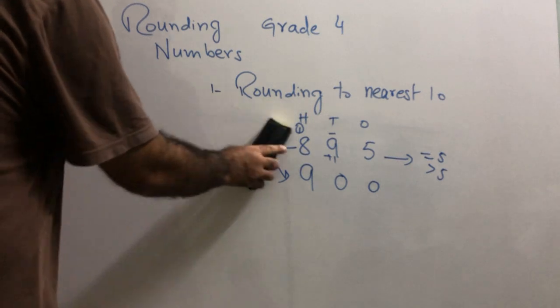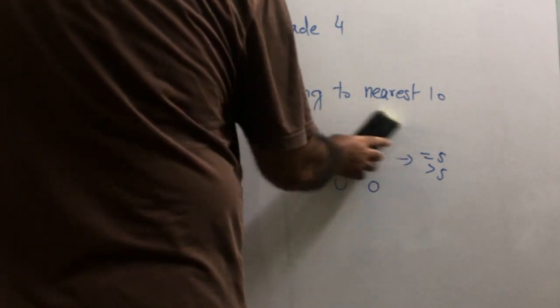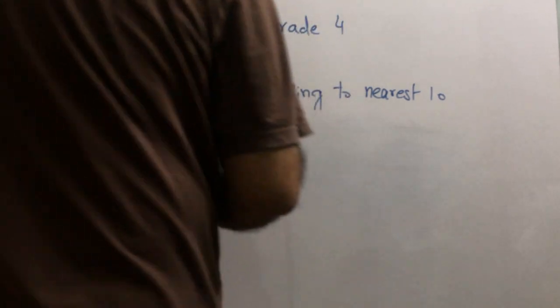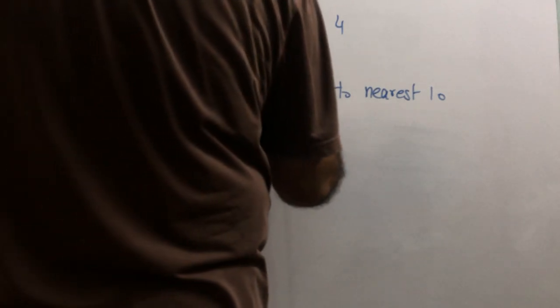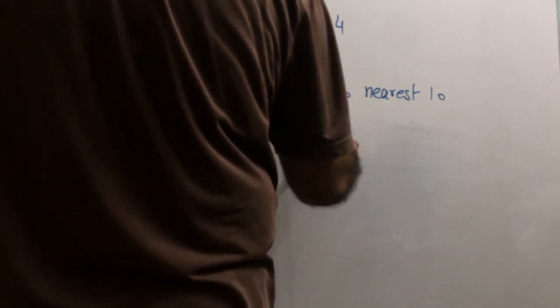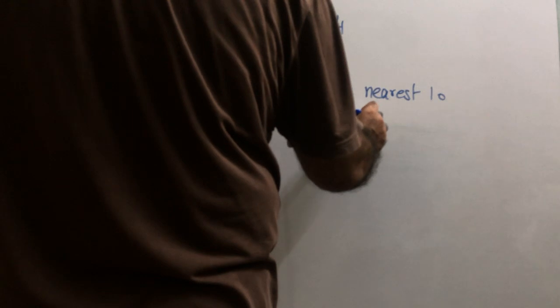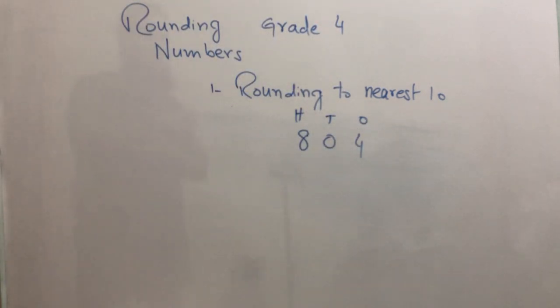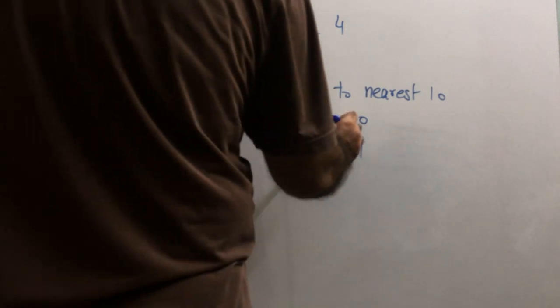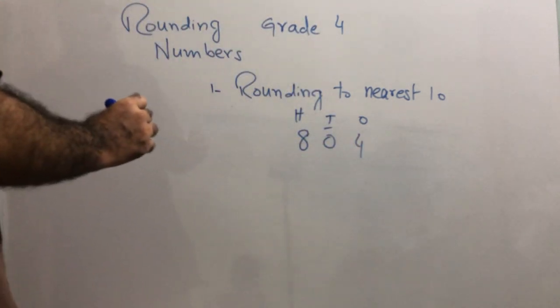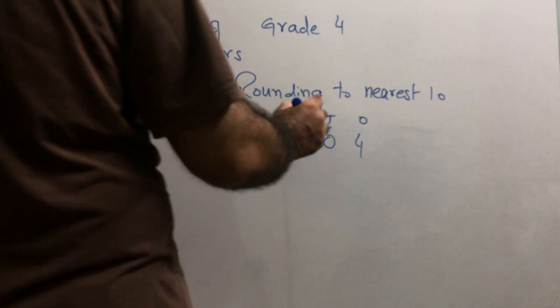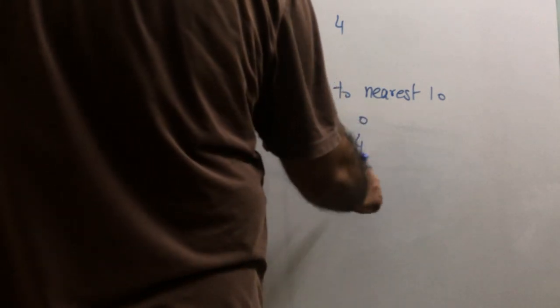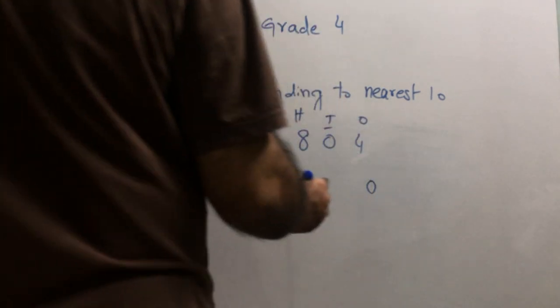Now similarly we do another example, 804. We need to round it to nearest 10. So nearest 10 means this place. So when we are talking about rounding to nearest 10, the first action is that the ones place automatically becomes 0.